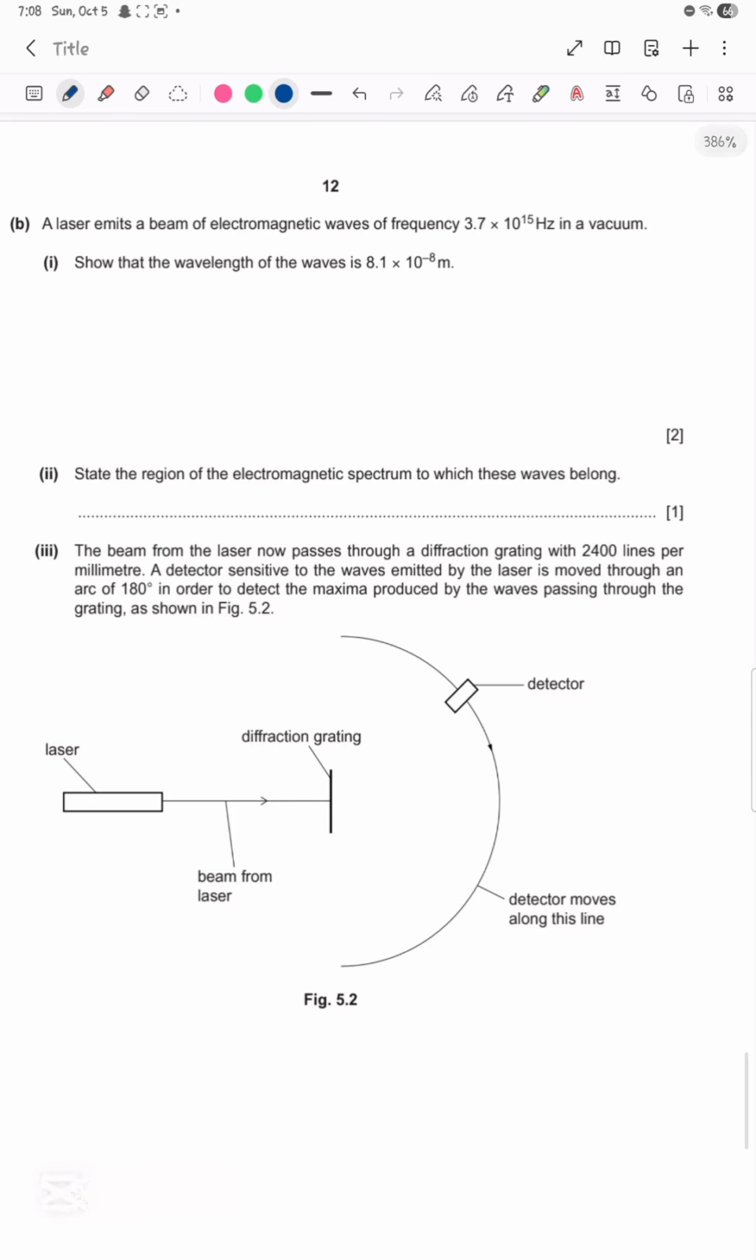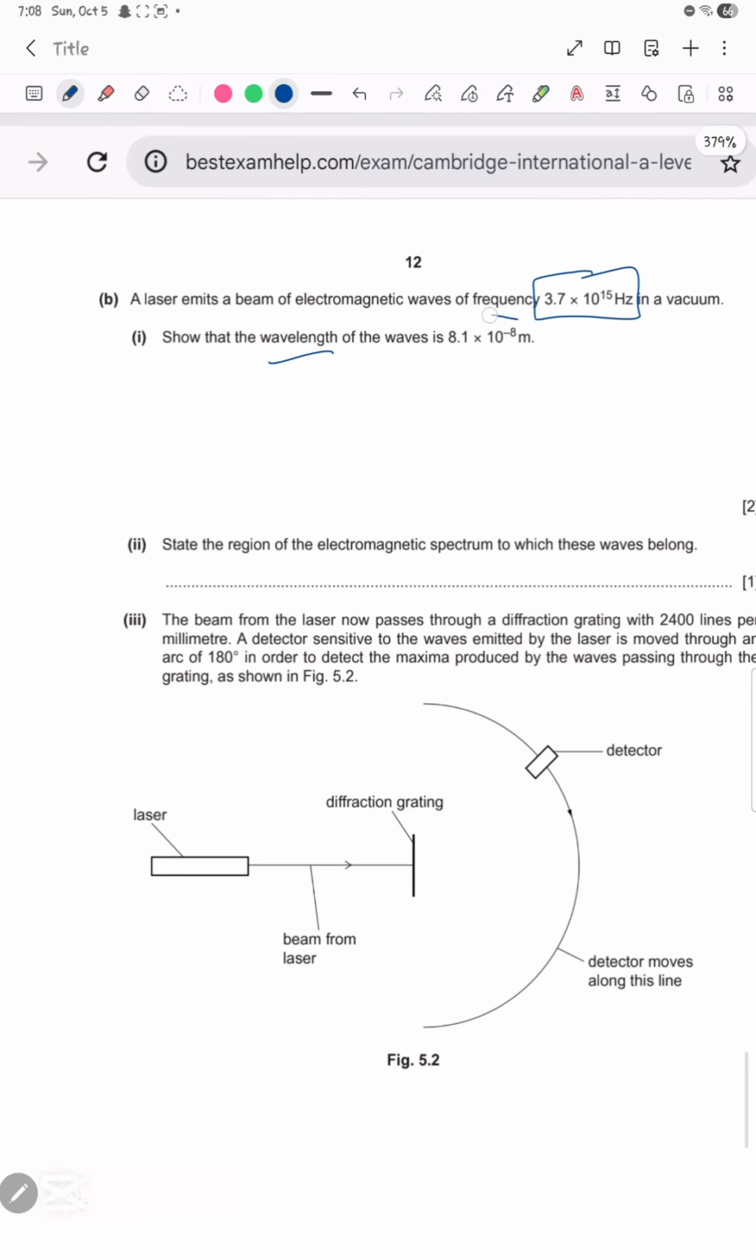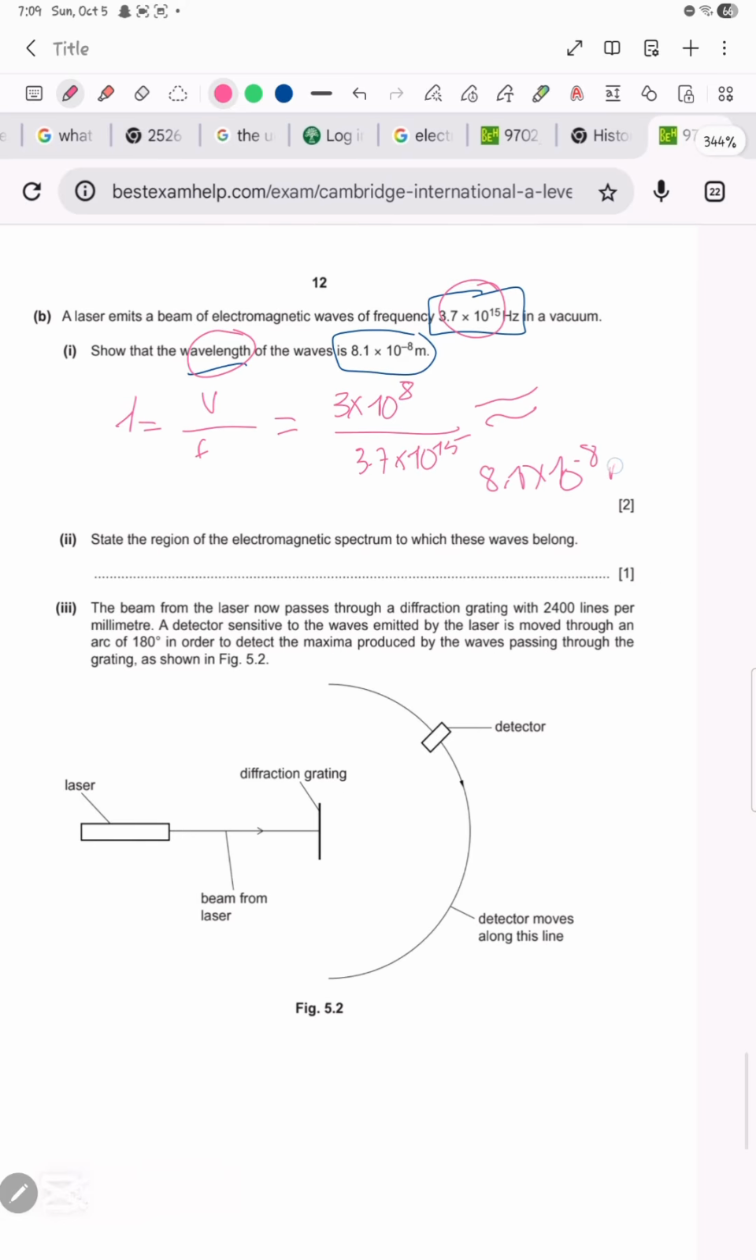A laser emits a beam of electromagnetic waves of this frequency. Show that the wavelength of the waves is this much. How do we show that? Very simply, the equation that relates wavelength and frequency is lambda equals the speed over the frequency. The speed of light in vacuum is 3 times 10 to the power of 8, divided by 3.7 times 10 to the power of 15 hertz. You put it on the calculator and you should get approximately 8.1 times 10 to the power of minus 8 meters.